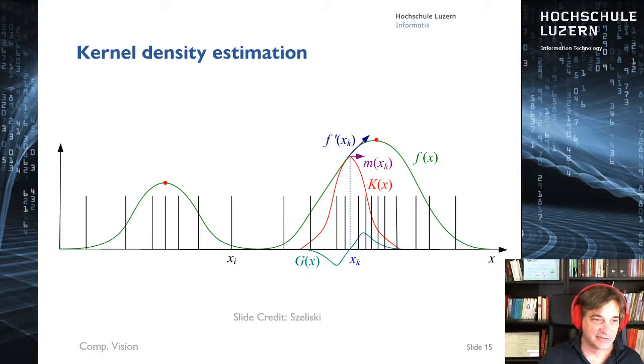And since you probably need some derivative, like maybe we could use a gradient ascent, we can actually, instead of using the Gaussian, use the derivative of the Gaussian, then we directly get an approximation of the gradient vector at that point here.